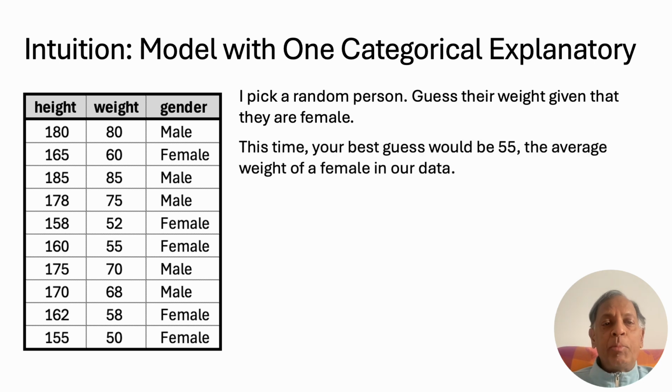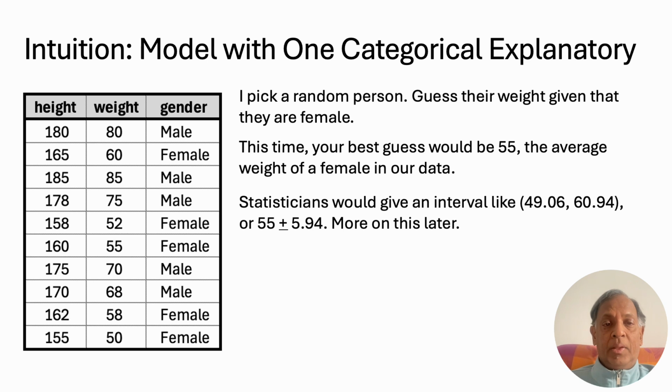Okay, so this time your answer would be, well, if you told me that they're female, I can then go and calculate the average weight of the females and make that as my guess. Okay, and that happens to be 55 in this data set. So if you took all the females and took the average, it turns out to be 55. Okay, so that would be your best guess.